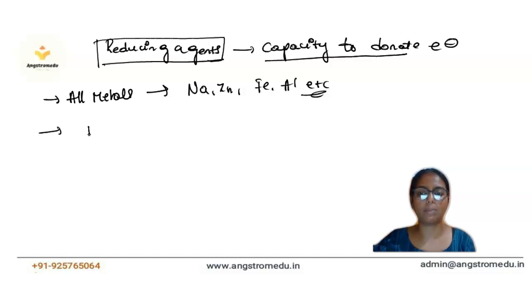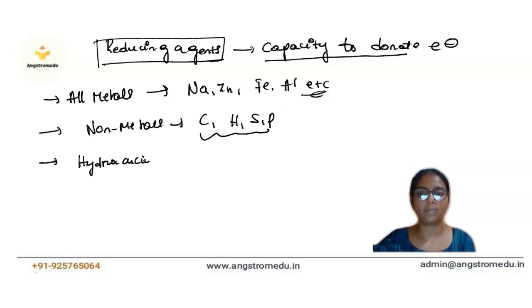And if you look at some non-metals also, that is carbon, hydrogen, sulfur, phosphorus, these are examples of reducing agents. And hydro acids, that is HCl, HBr, hydrochloric acid, hydrogen bromide, and HI, hydrogen iodide, etc. So these are some important reducing agents.